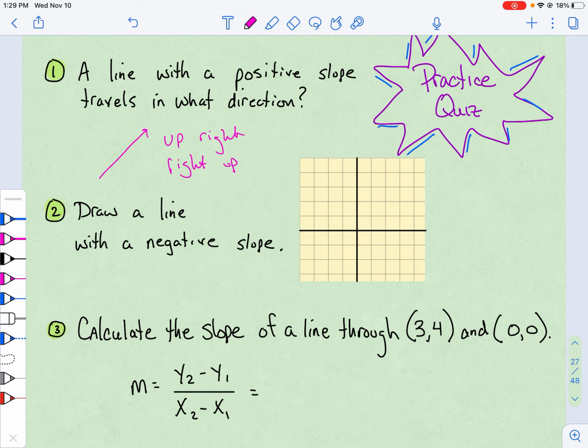Number two, draw a line with a negative slope. The negative slopes are the opposite. So any line that looks something like this, no matter really where it goes or how steep it goes, as long as it's going down and to the right or right and down, you're in great shape.